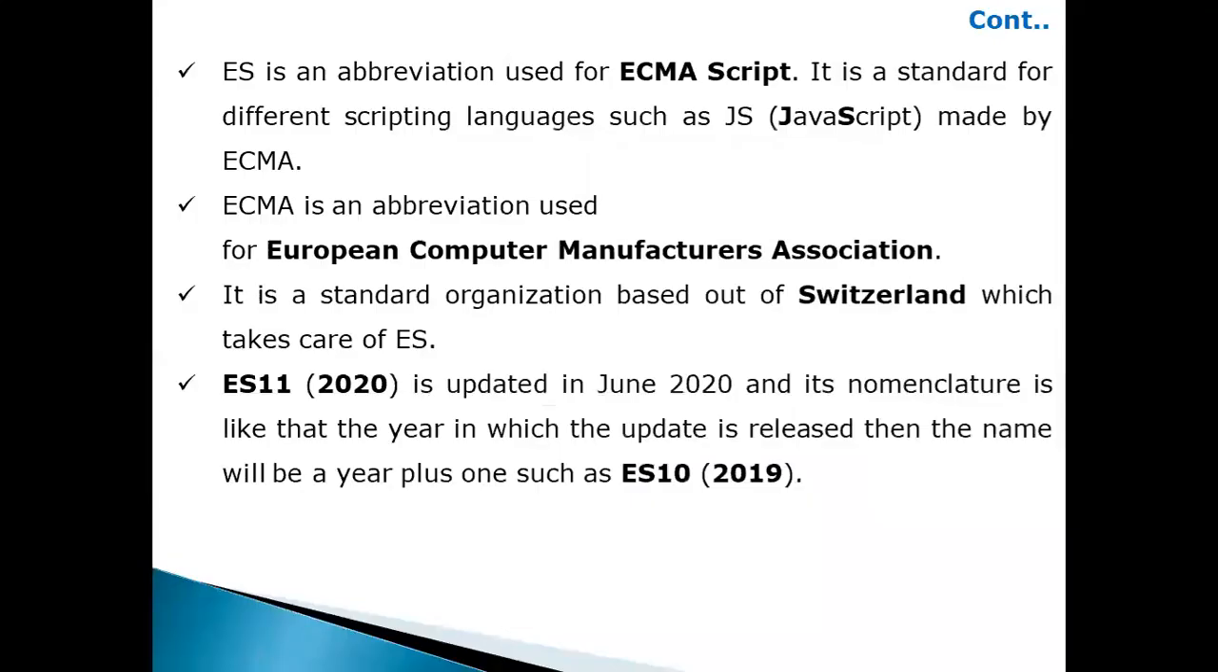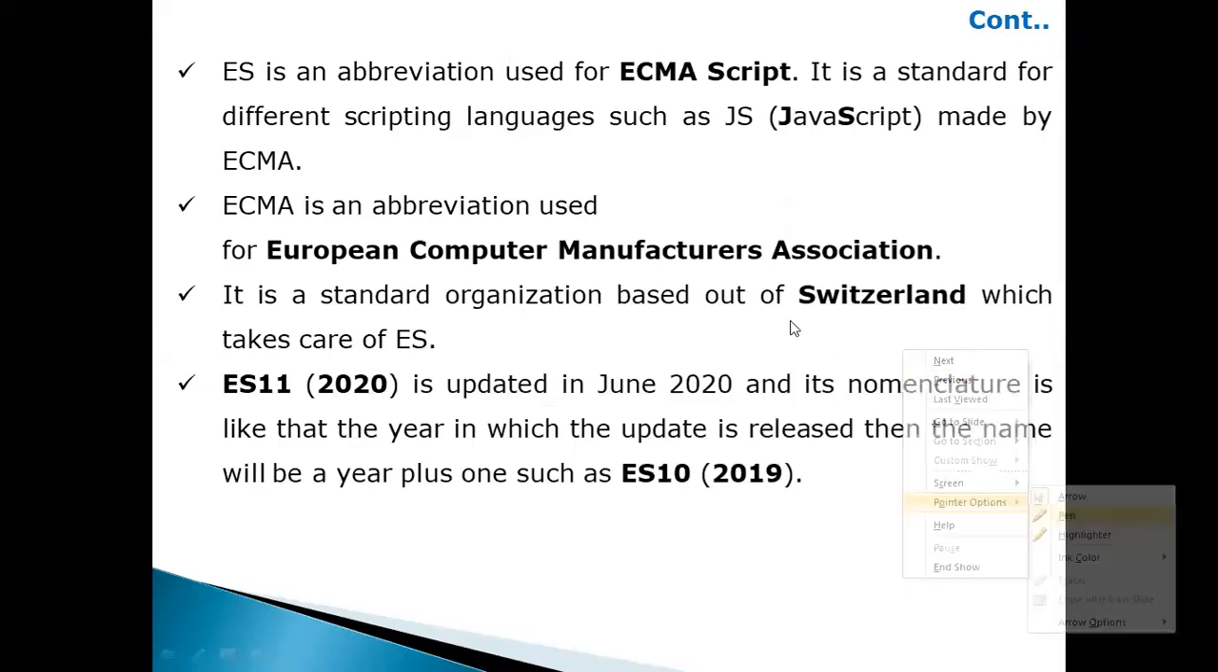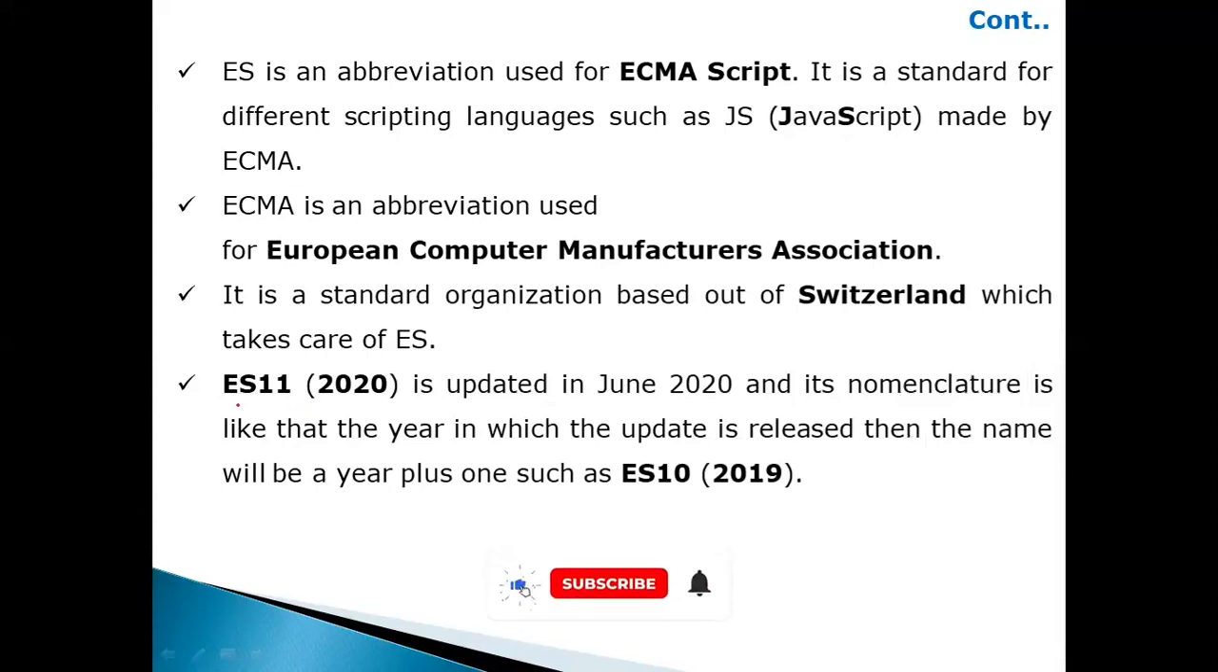Now ES stands for ECMAScript, where ECMA stands for European Computer Manufacturers Association, which is located in Switzerland. What is the beauty of this? If any version has been released, currently ES11 is going on, they will mention the version in the form of ES11 with 2020 in brackets. The meaning of 2020 is the year in which it was released.